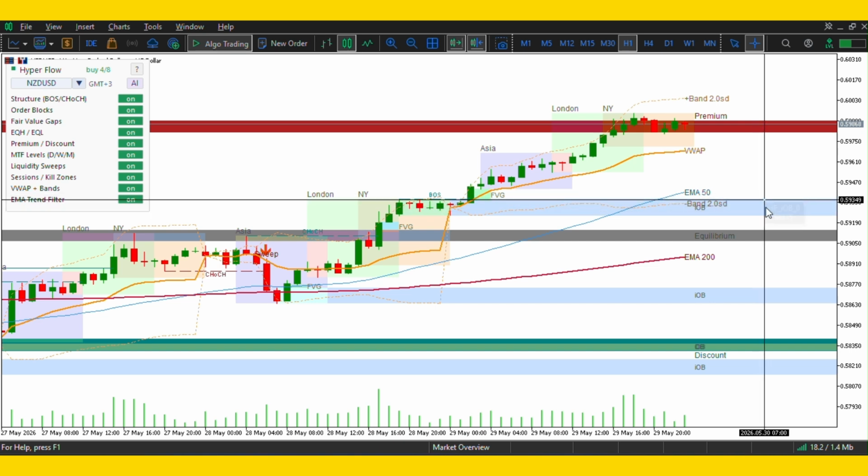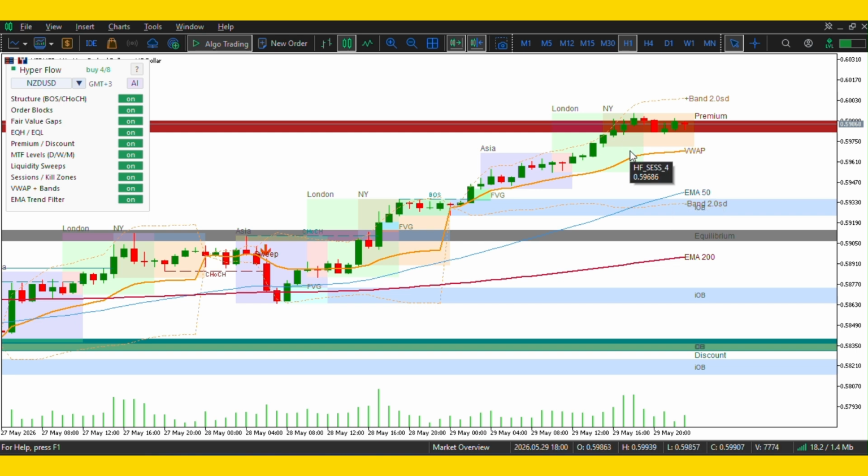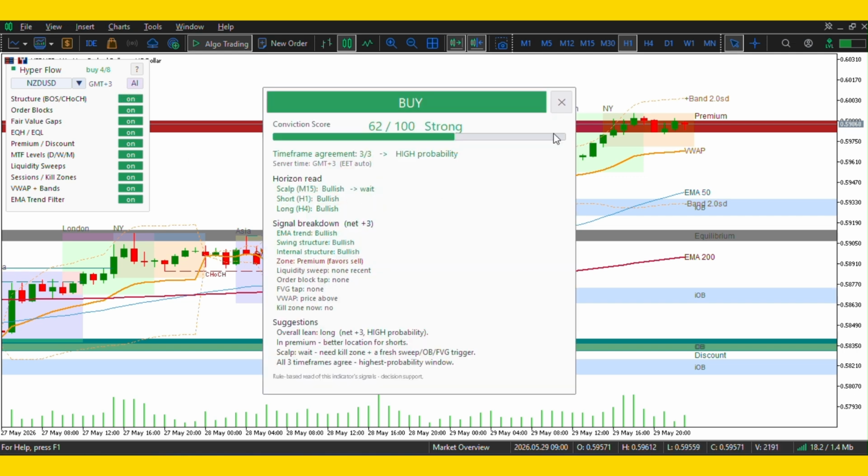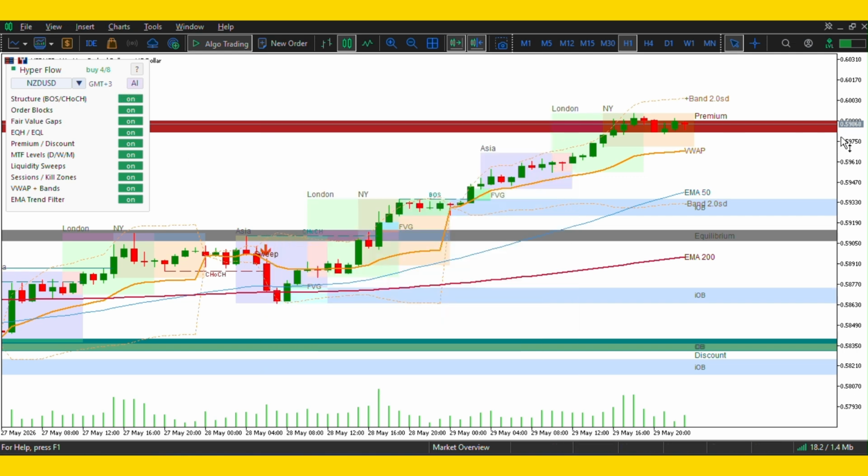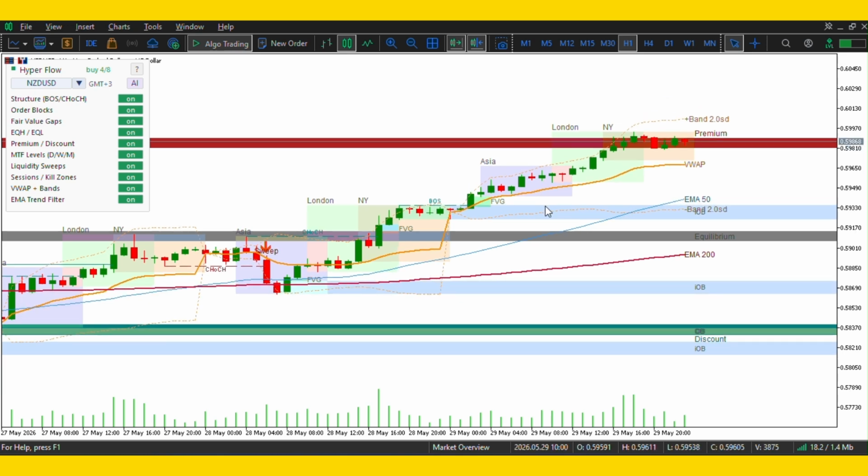This is where market structure analysis becomes important. Instead of chasing every move, we look at the overall trend, liquidity behavior, and institutional footprints to understand what the market is really doing. By combining market structure with probability analysis, we can build a stronger trading bias and avoid low-quality setups.